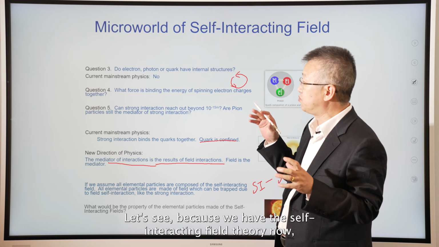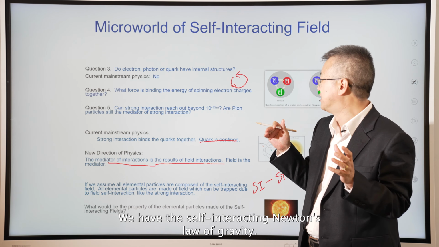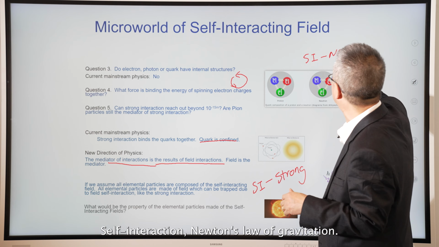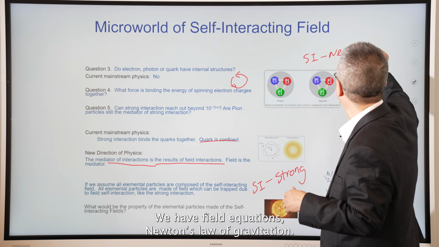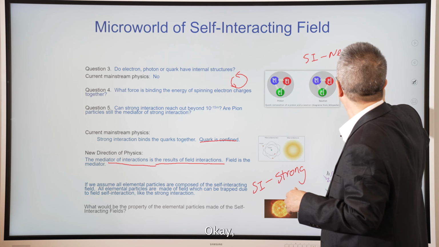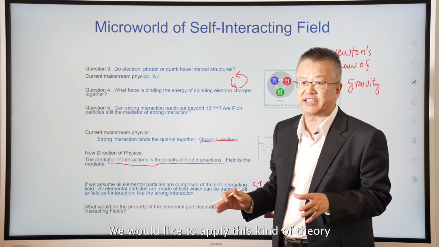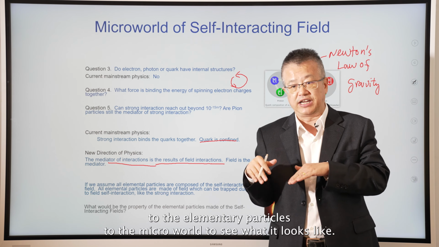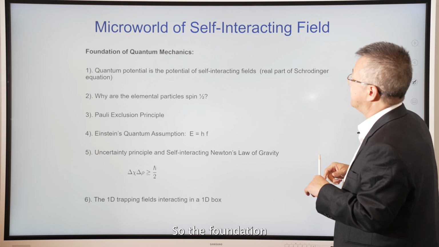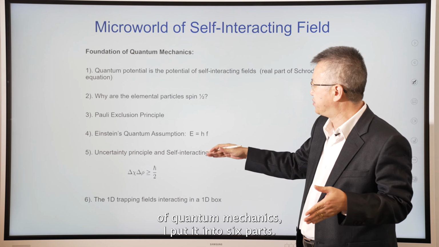Because we have the self-interacting field theory now, we have the self-interacting Newton's law of gravitation. We have the field equations for Newton's law of gravitation. We have this theory. We would like to apply this kind of theory to the elementary particles, to the microworld, to see what it looks like. So the foundation of quantum mechanics, I put it into 6 parts.